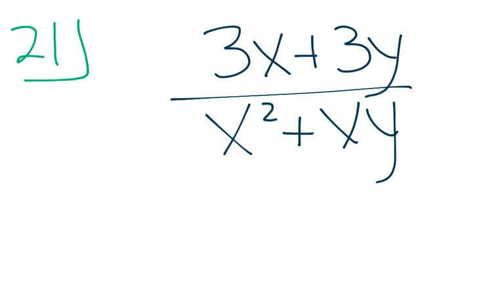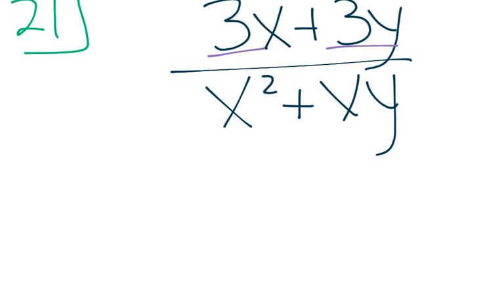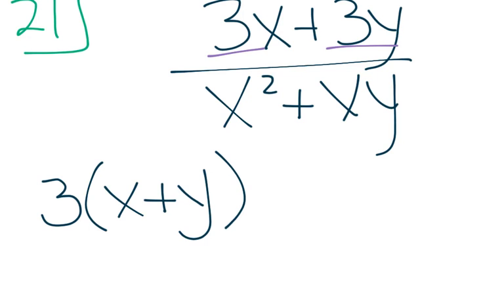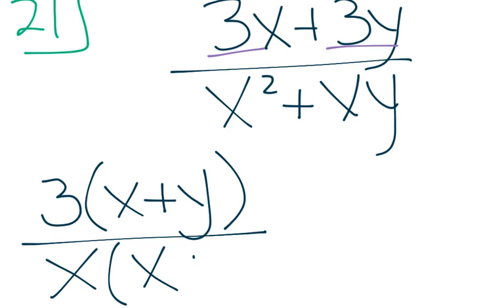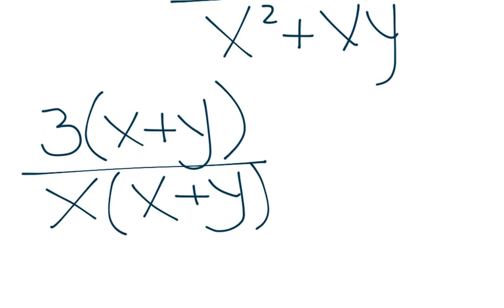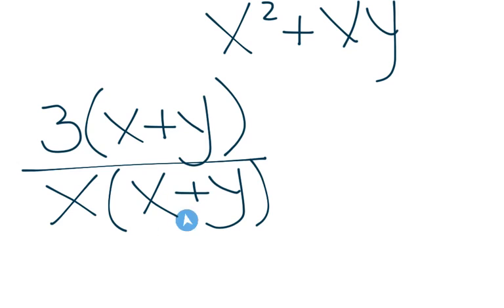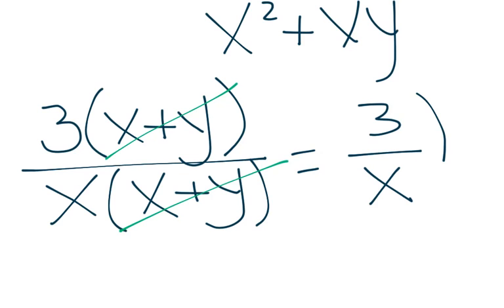Now we have 3x plus 3y over x squared plus xy. Once again, we want to look for a common factor, which is 3. So we're going to factor out 3, and then we have x plus y inside the parentheses over x squared plus xy. So we're going to factor out an x, and once again, we have x plus y. So since we have x plus y on top and x plus y on the bottom, we can cancel this out. And what we have left is 3 over x. So this is our answer.